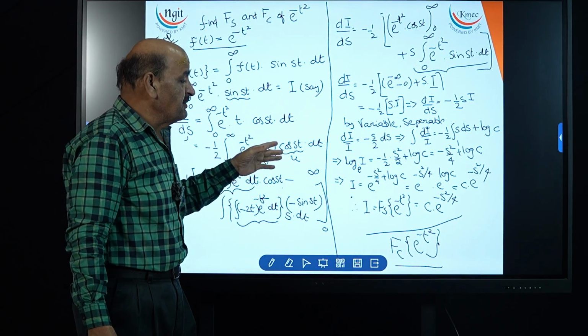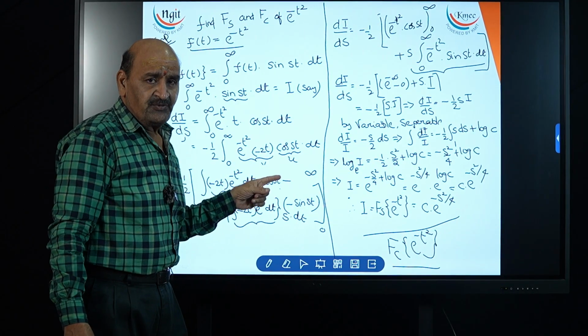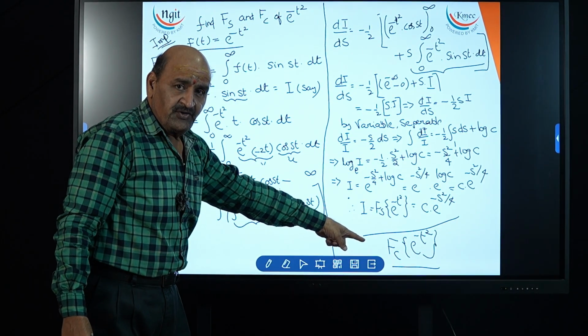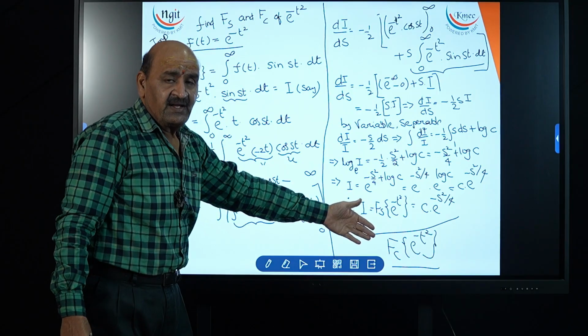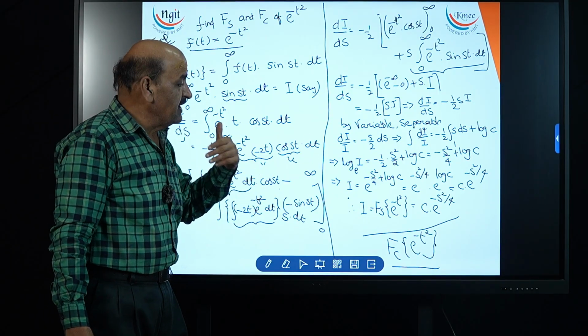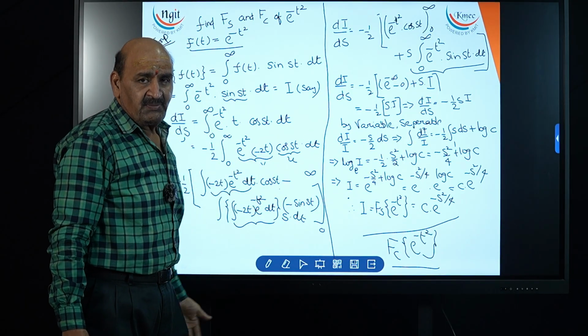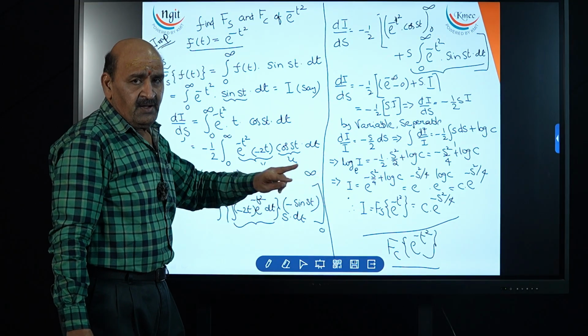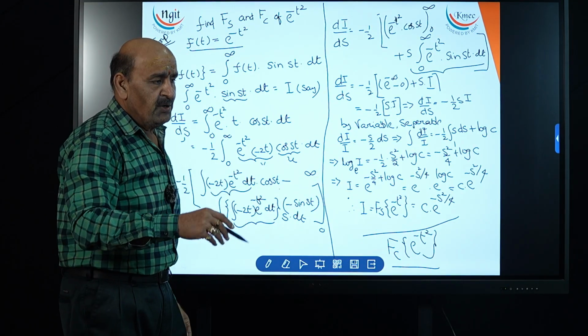Very important concept. Students are advised to concentrate on this problem. Now the last one, the Fourier cosine transformation of e power minus t square, is left for you. You have to make it on your own for practice purposes. In these two, any one possibility is to get the same problem in the next examination.